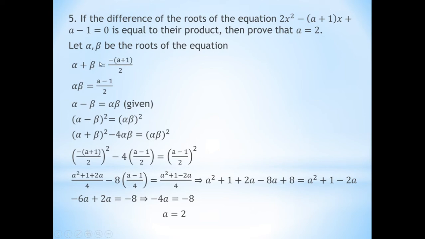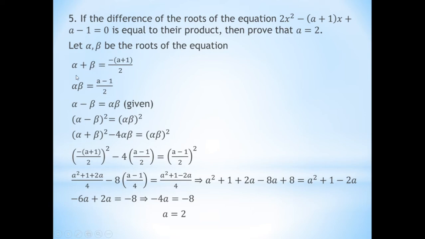Now the sum of the roots, alpha plus beta. What is alpha plus beta? Minus b by a, isn't it? So this term is taken and it is written here. So it is a plus 1 divided by 2, which is written here. Then the alpha into beta term. So alpha into beta is a minus 1 by 2, which is written here.